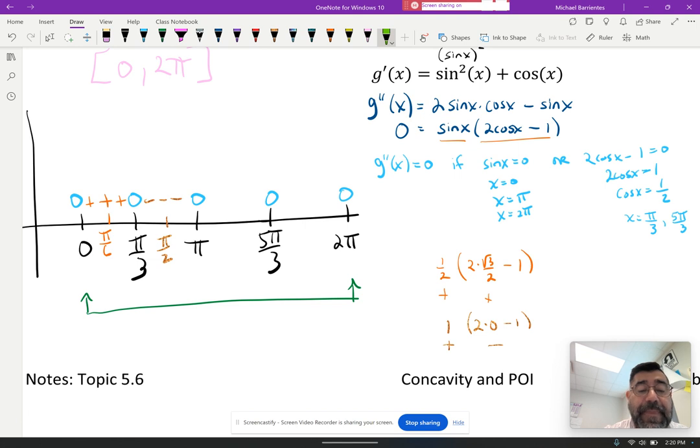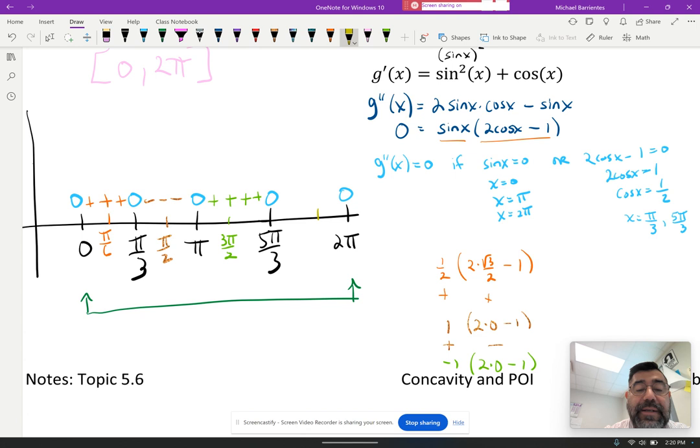I'm going to use 3 pi over 2. If I use 3 pi over 2, sine of 3 pi over 2 is negative 1, times 2 times cosine of 3 pi over 2, which is 0, minus 1. 2 times 0 is 0, minus 1 is negative 1, times a negative 1. That's a positive 1, and therefore all of these are positive. And I think you can guess what's going to happen next, but we'll check just in case.